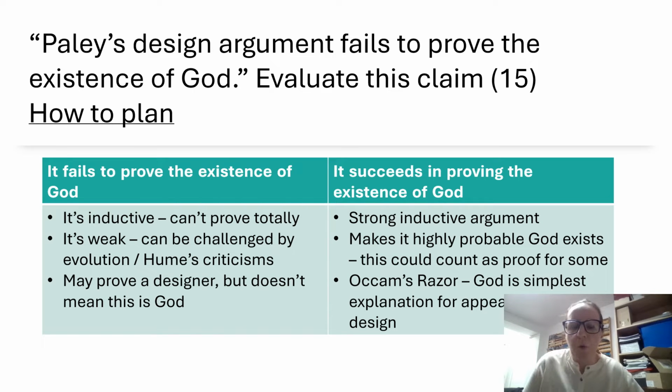Okay, so what I've done here is I've shown you how I plan these. And if you're taught by me, you'll have seen me do this in class as well. So I think the best way to do it is just a dead simple table, and your headings for the table are, what are your two sides of the argument? So in this example, which is about Paley's design argument, you're being asked to evaluate "Paley's design argument fails to prove the existence of God." So the two sides of the argument there are obvious. It's yes, it does fail. No, it doesn't fail. It succeeds.